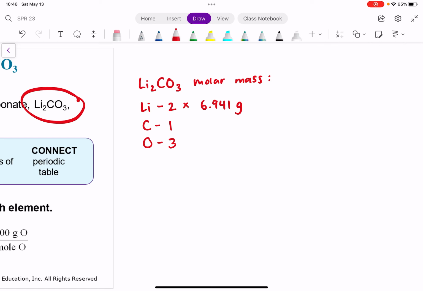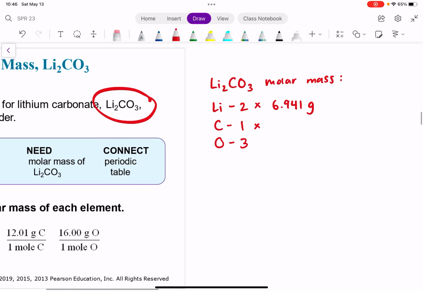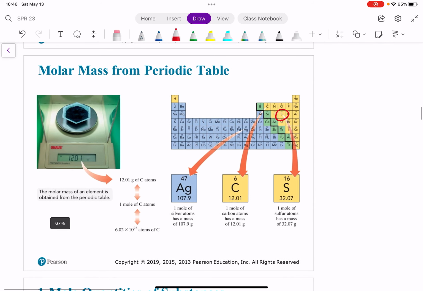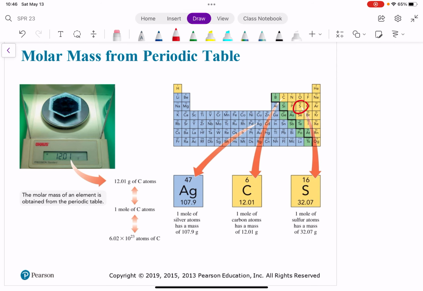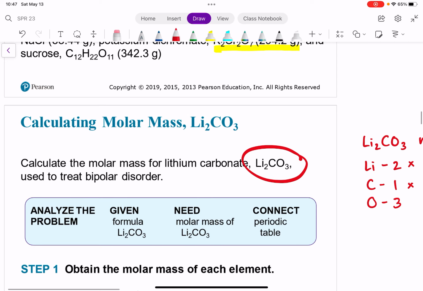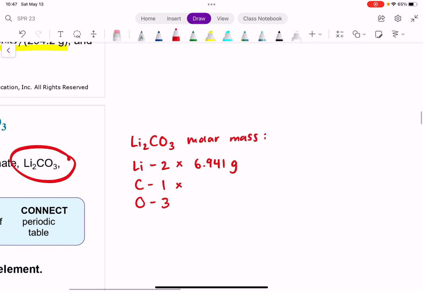Let's try it with carbon. With carbon, we only have 1 mole of carbon. So let's find carbon's atomic mass number on the periodic table. Awesome, they've got it right here for me. I'm going to look at the bottom number, and it's 12.01. So for 1 mole of carbon atoms, I have a mass of 12.01 grams of carbon. So let's go back over here. 1 mole times 12.01 grams.